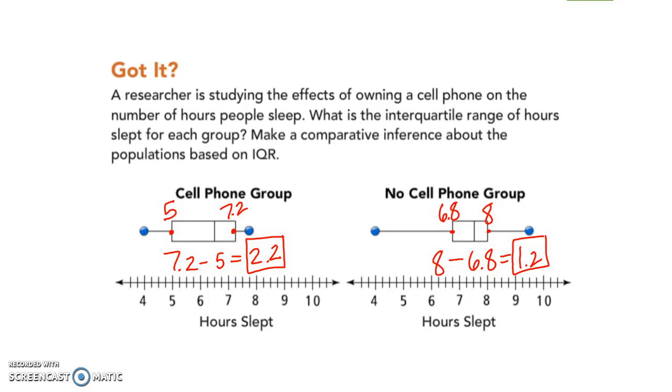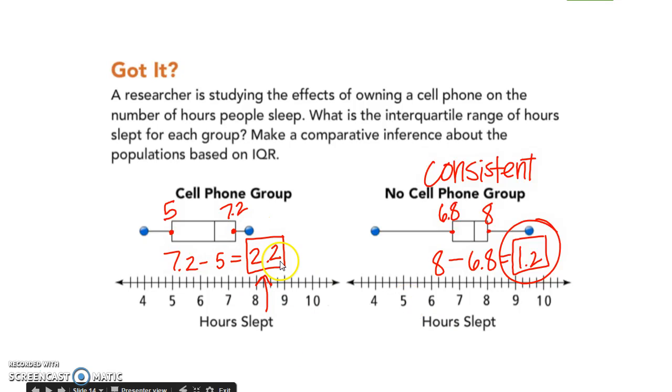So comparing the two groups, which has the bigger spread of data? Which interquartile range is bigger? This one. So we would say that the no cell phone group is more consistent. That means that they're closer together because the interquartile range is smaller. The cell phone group is not as consistent in how many hours of sleep they got because the interquartile range is bigger.